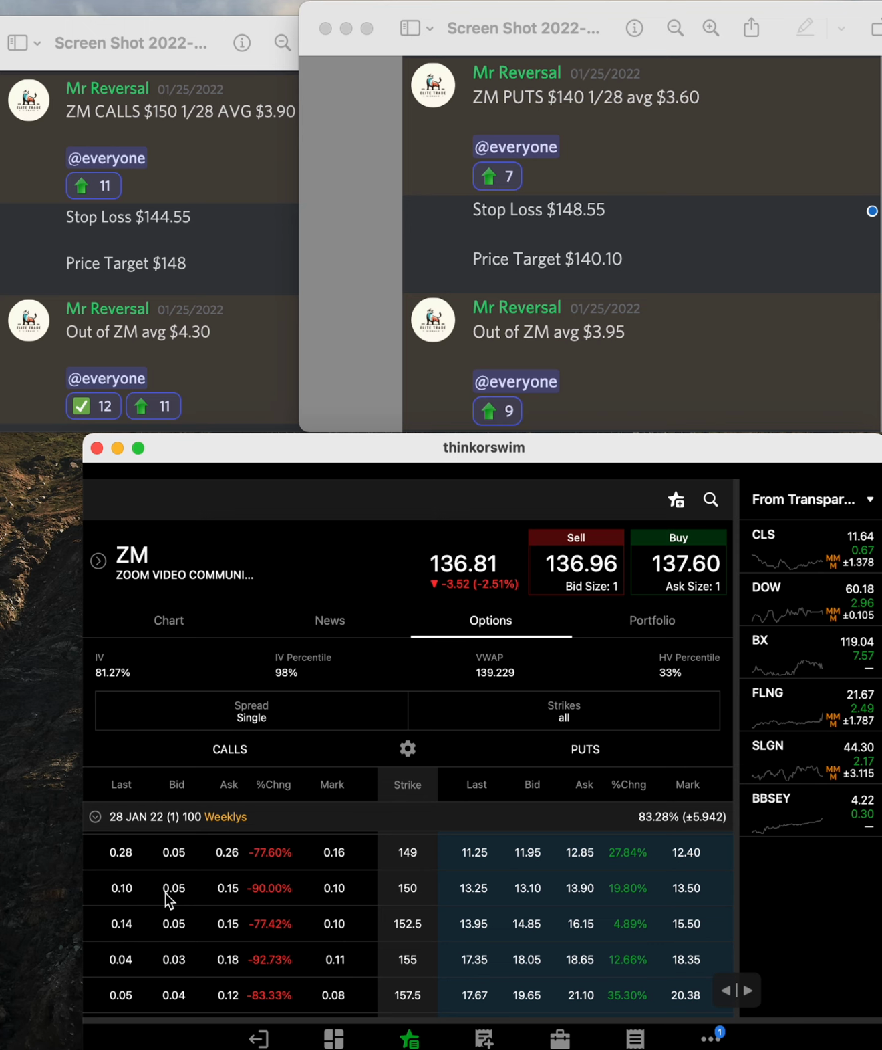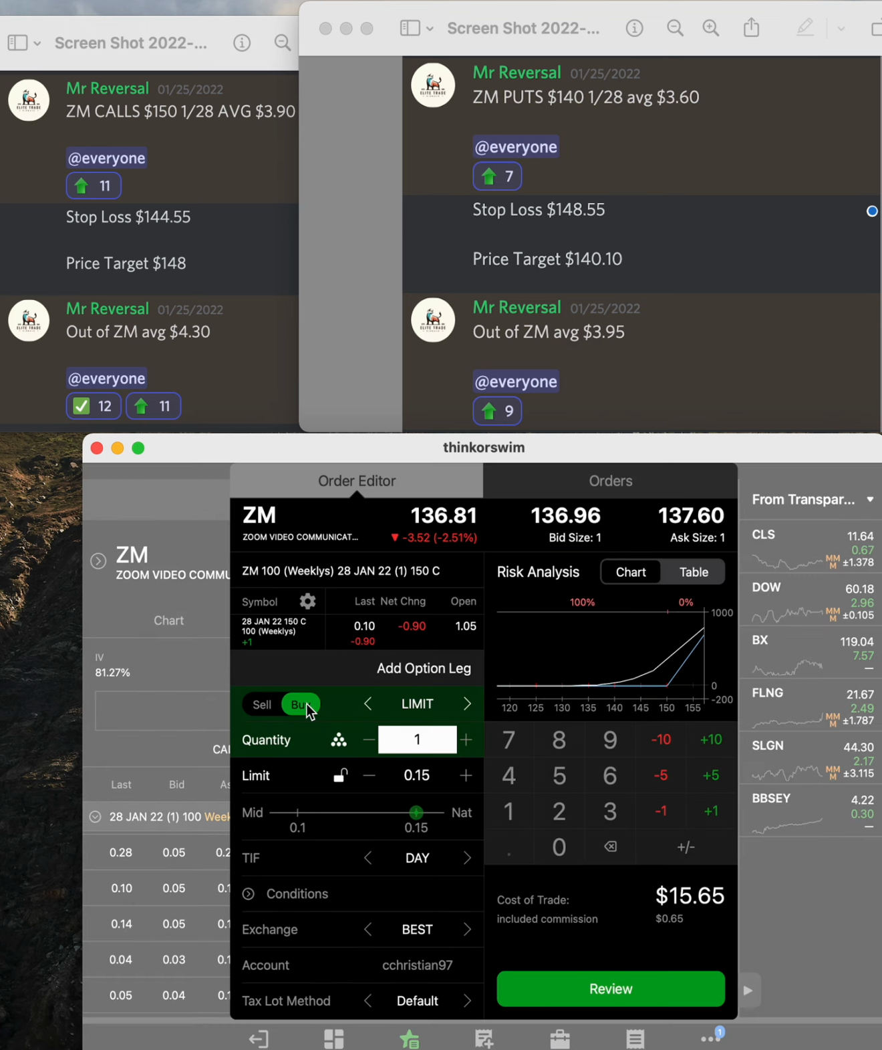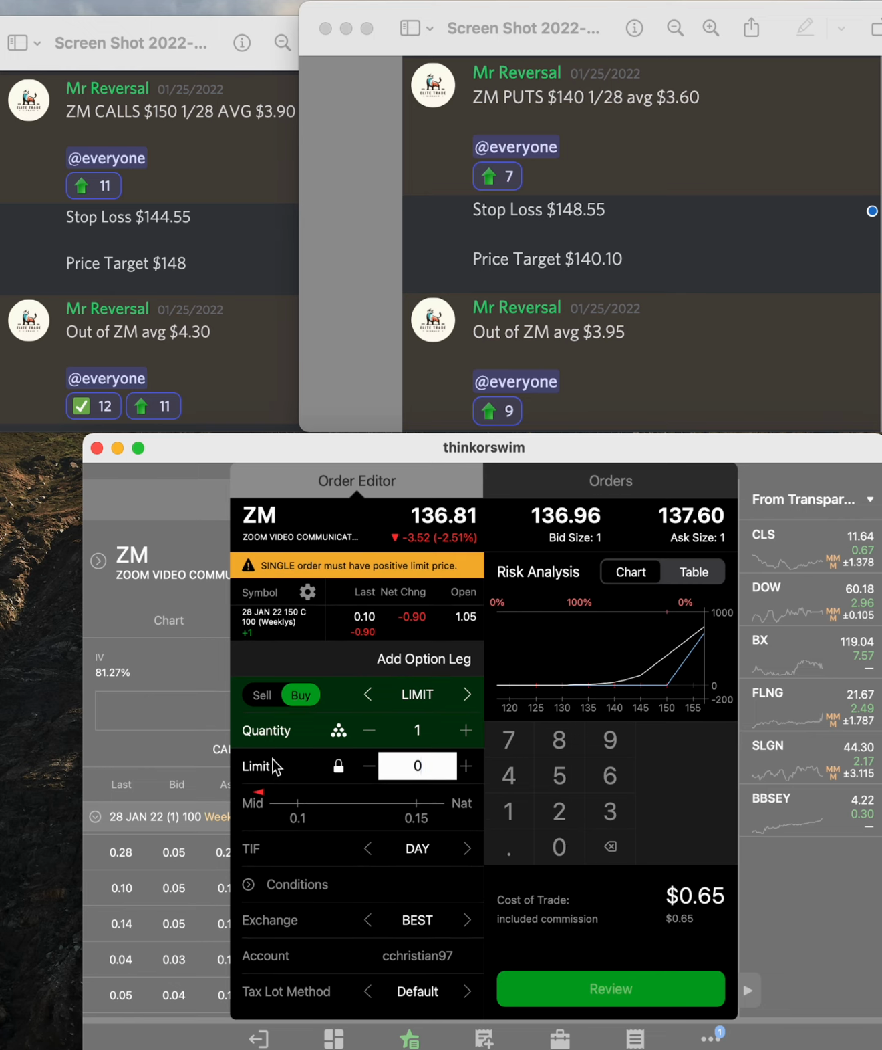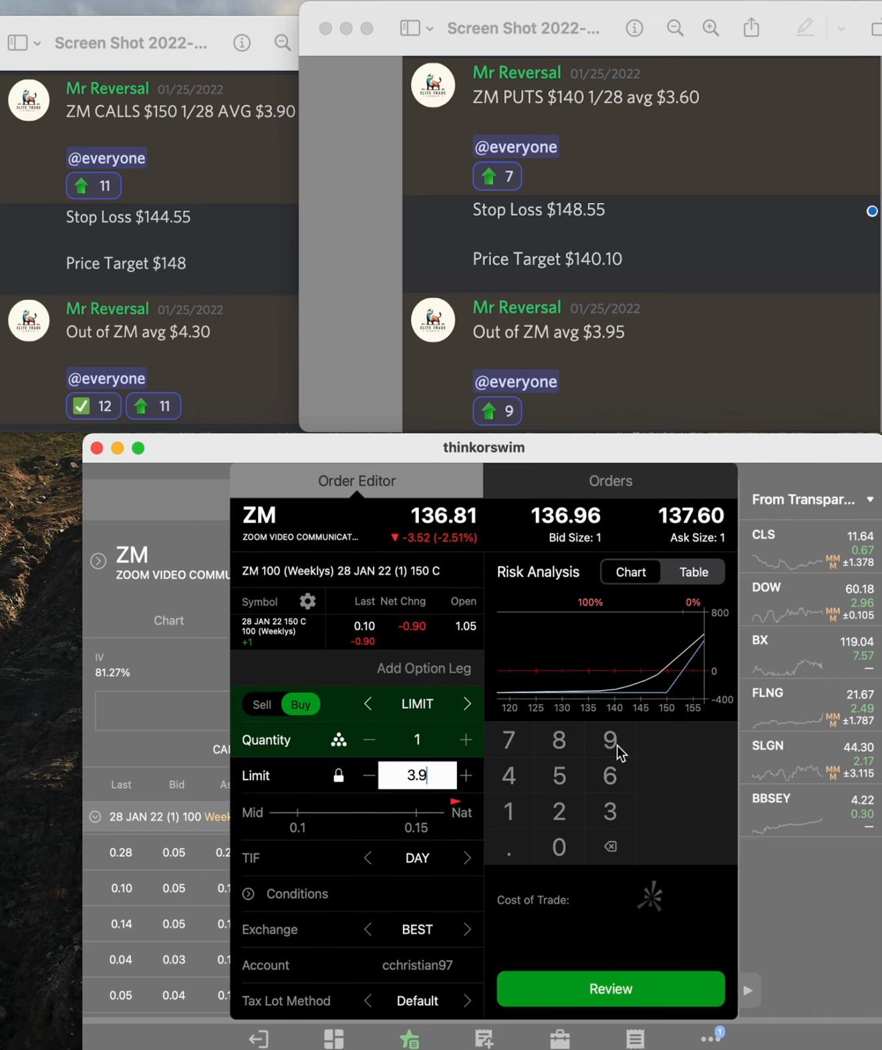You can either hit 10 cents or 5 cents. As long as you hit one, always make sure it's on buy and not sell. Quantity is how many contracts you want. For the limit, always make sure it's a limit order, and since it's limit, we enter 3.90, because that's the price we got in for. 390 in the options world is really $390. You would hit review and then send order. I'm not going to do that because the market's closed, but that's what we would do.